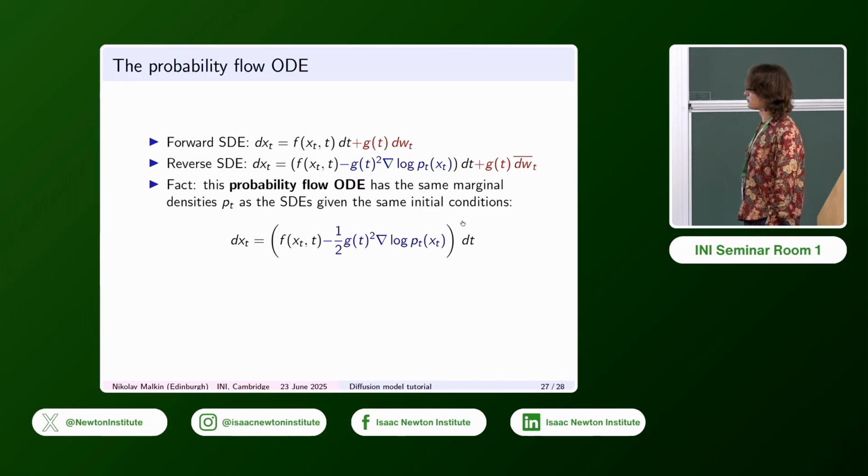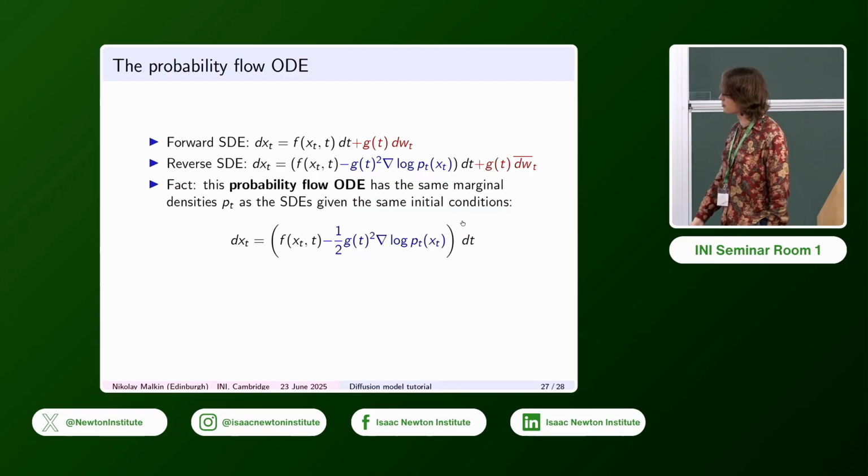Now it turns out there are also ordinary differential equations, so a deterministic dynamical system, which generates the same marginal densities when integrated in continuous time. And for that one, we just have to average these two stochastic differential equation drifts.